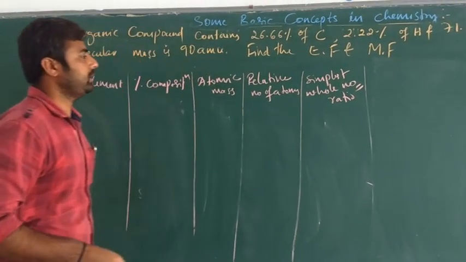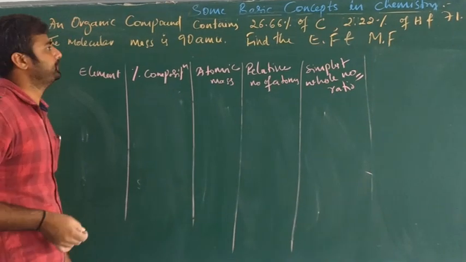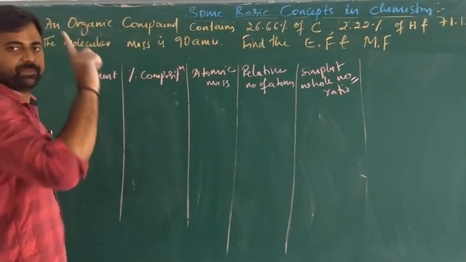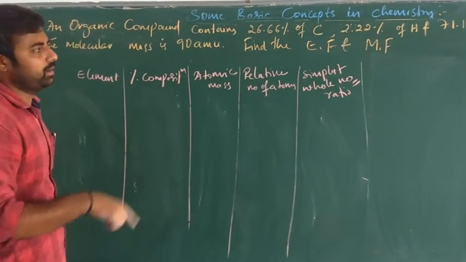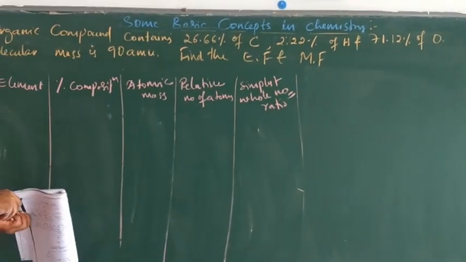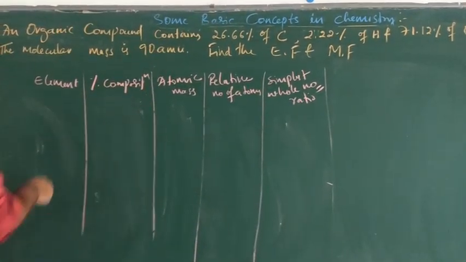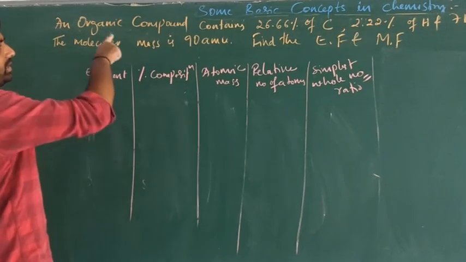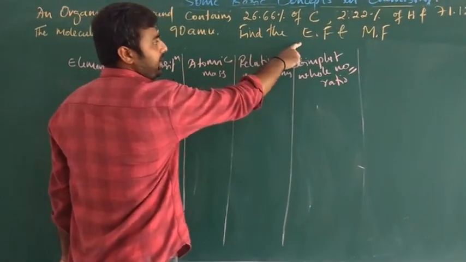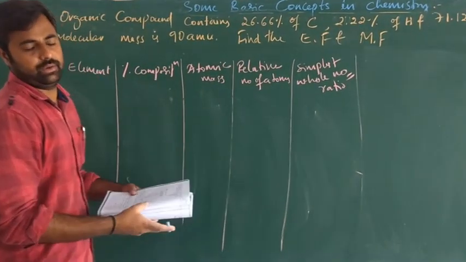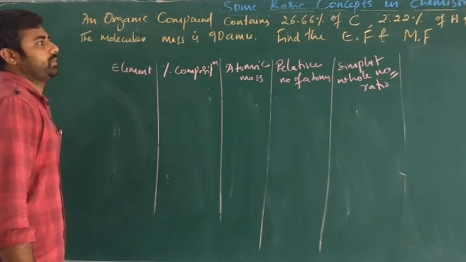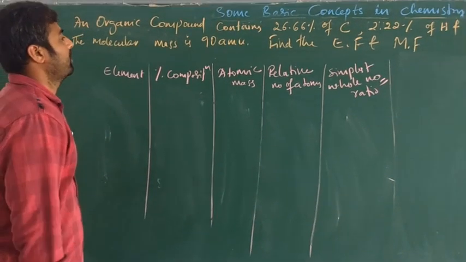Yes, this is another problem. An organic compound contains 26.66% of carbon, 2.22% of hydrogen and 71.12% of oxygen. The molecular mass of that organic compound is 90 amu. Find the empirical formula and also the molecular formula of the compound. I hope you understood. You can do this problem.